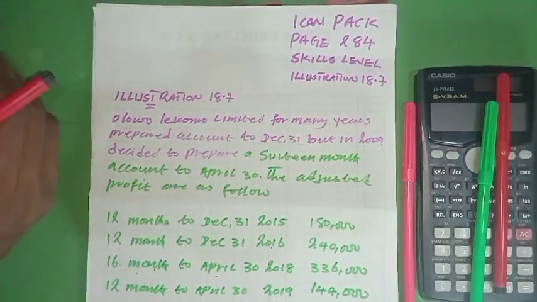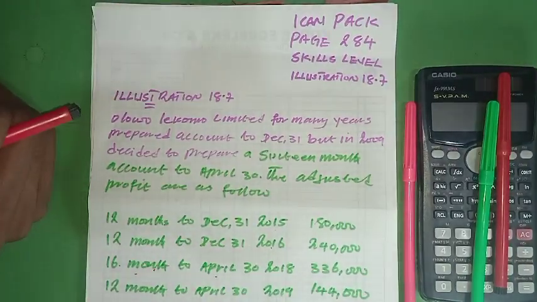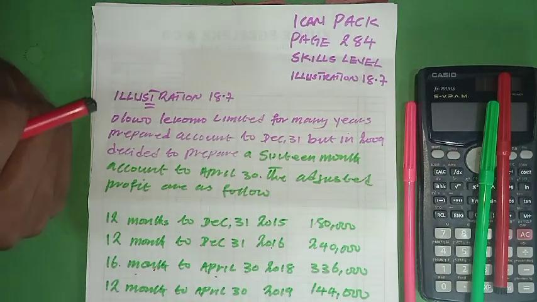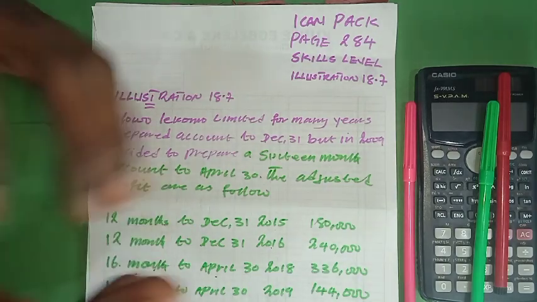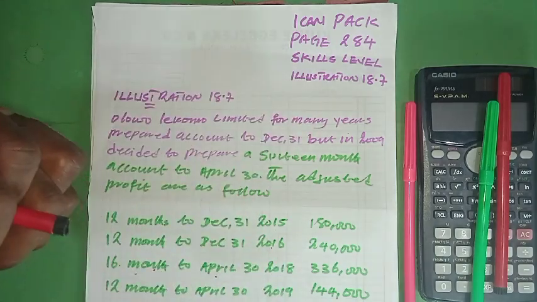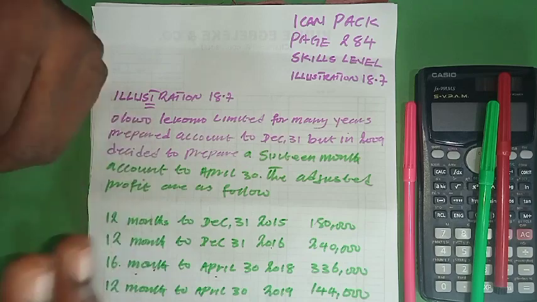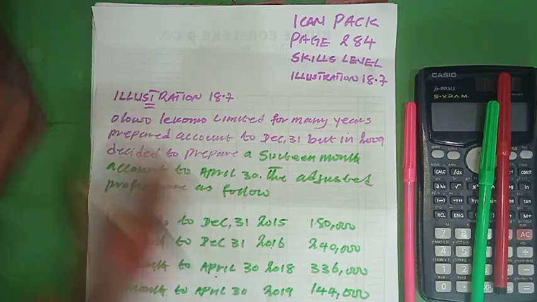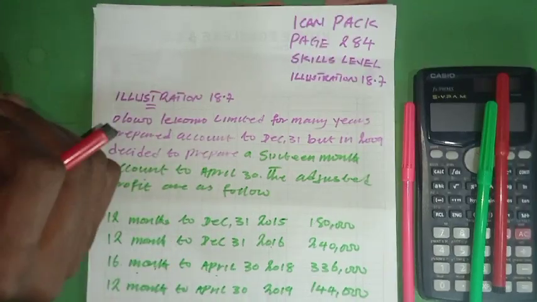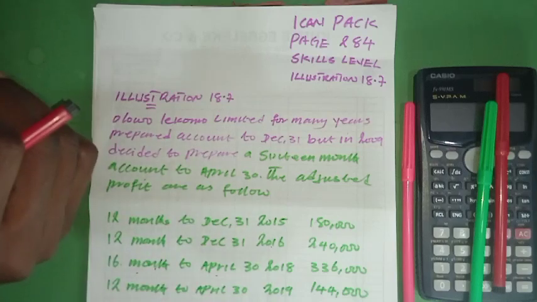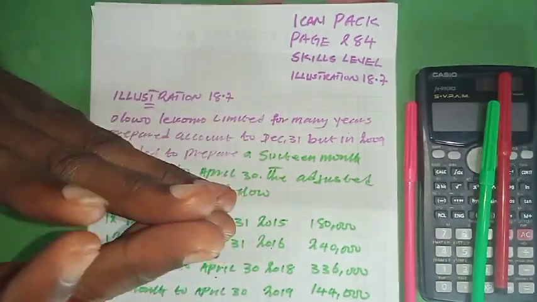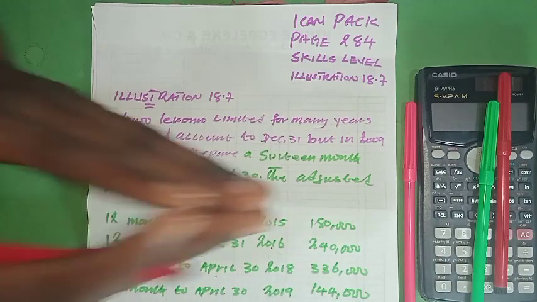Now, this question is from the ICAN pack. You can go to page 284, skills level, illustration 18.7. That is where it is coming from. I know many of you might not understand how the dates there were solved, but just stay back. We are going to solve it together and you are going to love it. You are going to understand it.